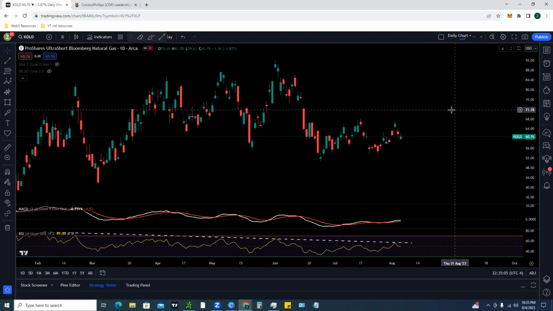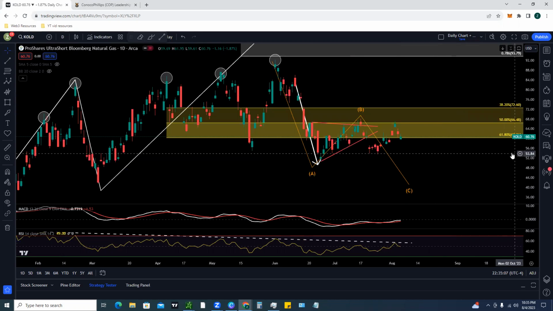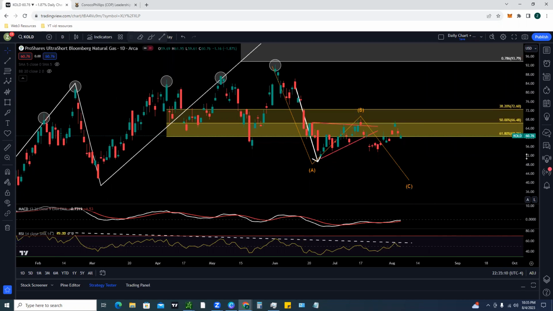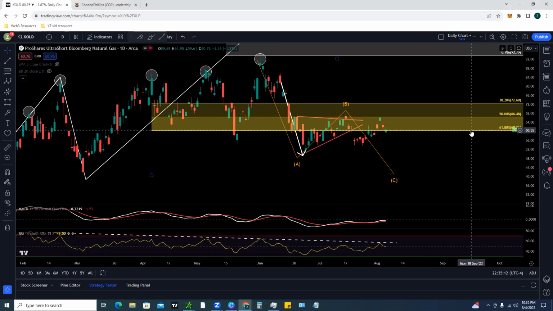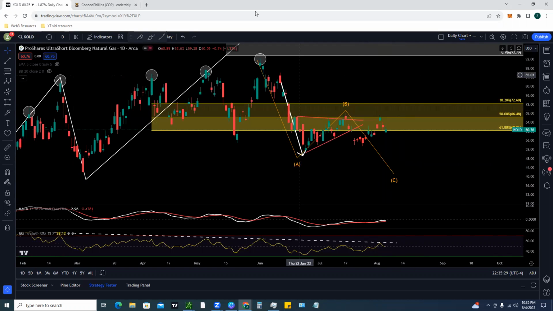Cold, we really haven't been able to get below the bearish level, right? Which is about $60.36. If we can flip this to resistance from support, okay, that's when we would be looking for the downside move in cold. But until we are able to flip that to resistance, there is the chance that cold could continue to go higher.